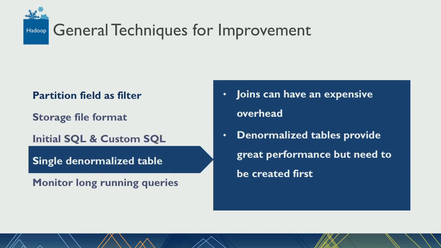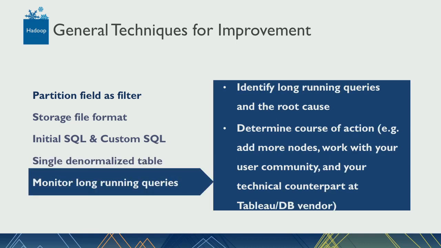Well, a single denormalized table generally works much better on a smaller data set. Not so much when we have bigger volume. I would say, if we go above 500 megs of data, we have a warehouse for that. Let's start there. And also monitor long queries.